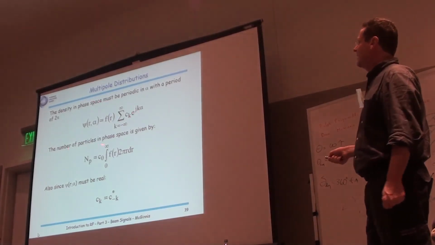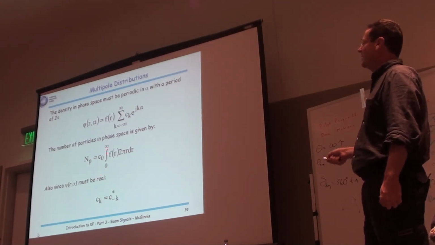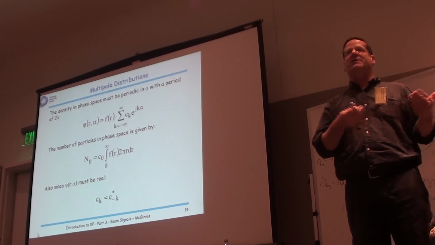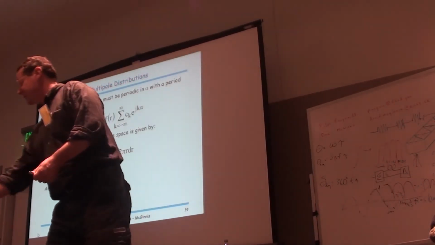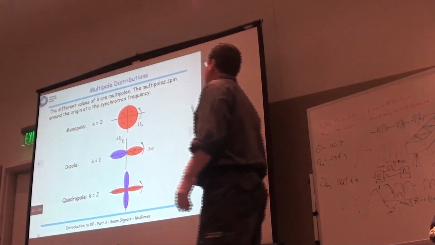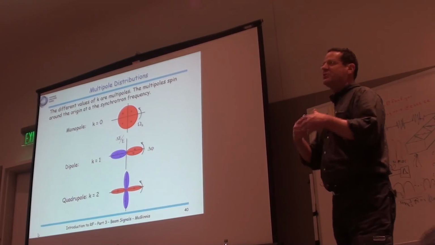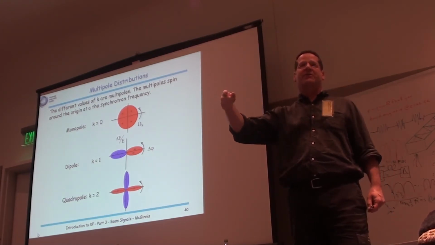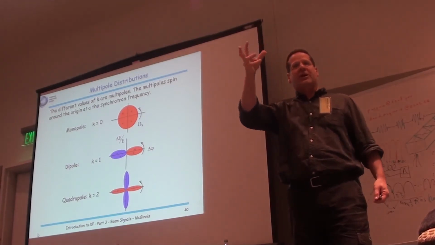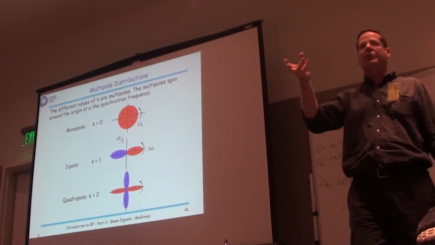And the number of particles in phase space is just integrated by this. And again, we're going to do the same thing. This has to be real because phase space is a real function. So C of k is equal to C of minus k, star. And so the different values of k are the multipoles, okay? Each one of these, remember, since the particle ran around in phase space at the synchrotron frequency, the whole distribution has to twist at the synchrotron frequency. So each one of the multipoles will twist around at the same frequency.